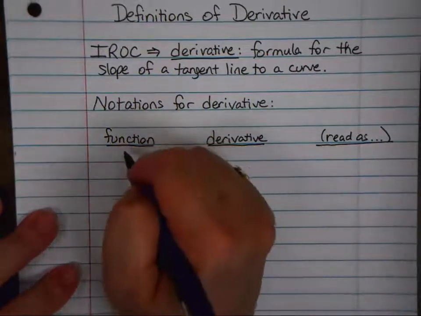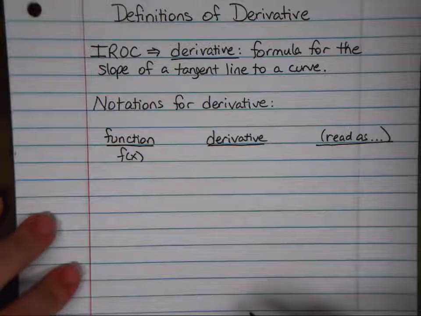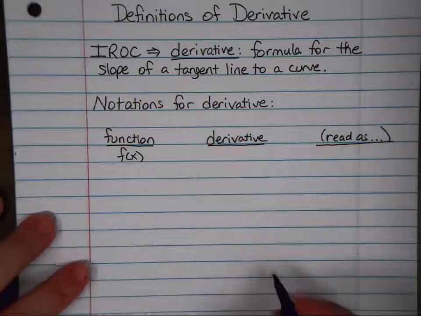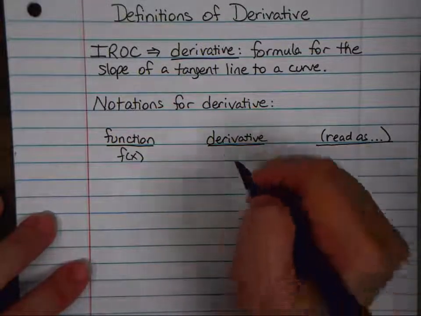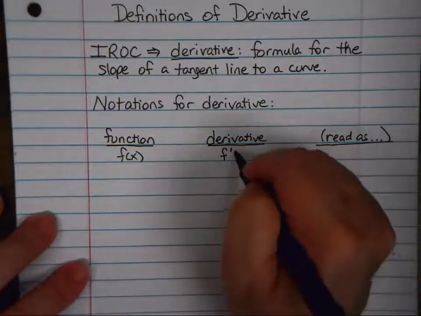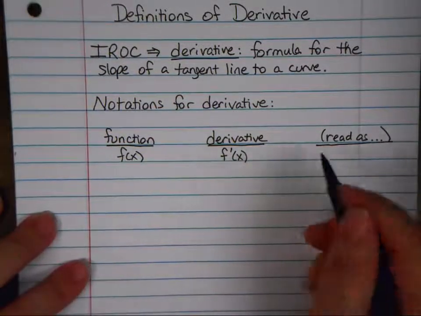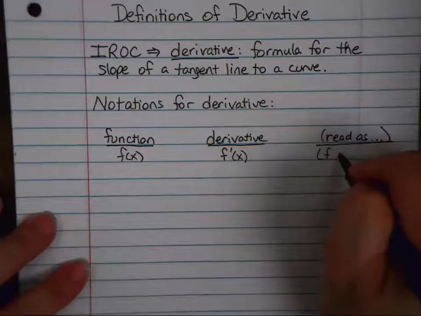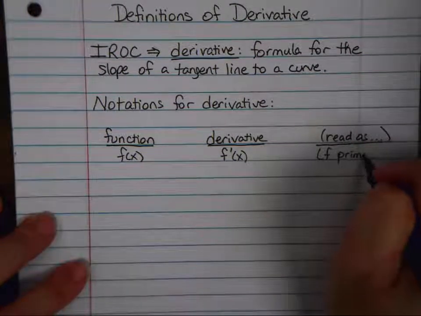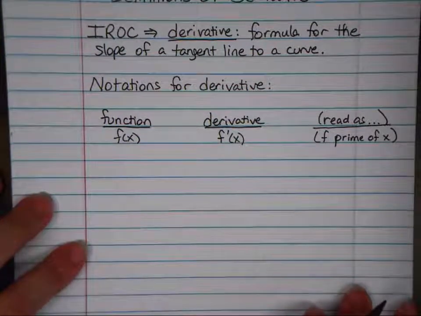So the first one, since we work with f of x so much, that's the one we're going to start with. If a function is written as f of x, its derivative is written as f with an apostrophe and then the parentheses and the x after it. And this is read as f prime of x. They call that apostrophe a prime, f prime of x.